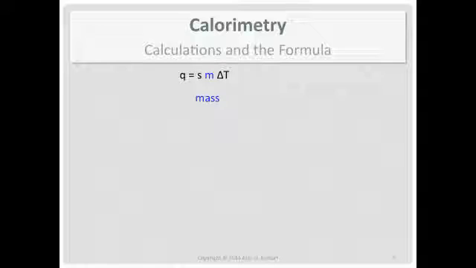M is the mass of the solution or the substance. And then we have the change in temperature. It's not the final, it's not the initial, it's the change in temperature.